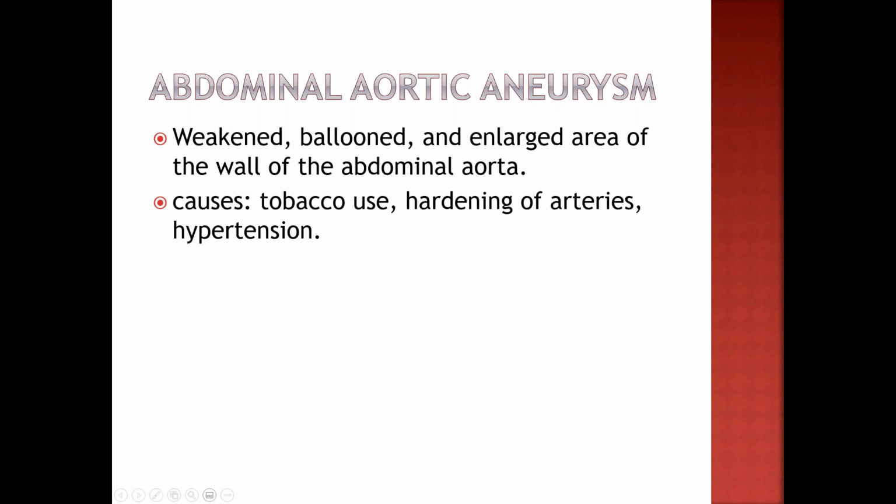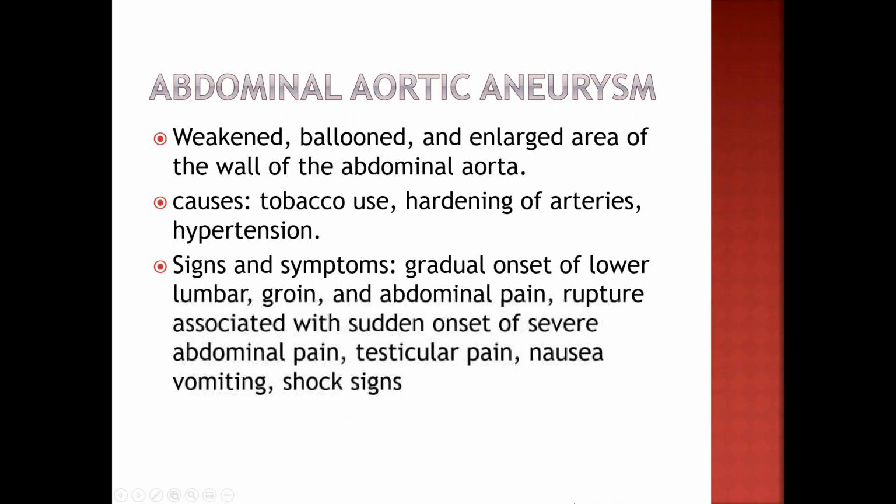So causes, we can see tobacco use, hardening of the arteries, hypertension. Some signs and symptoms that we're going to see: gradual onset of the lower lumbar, groin, and abdominal pain. Oftentimes this is going to be described as tearing pain. It can be in the back, can be in the testicular area, and then we see a heavy amount of signs and symptoms of shock. So they're going to be pale and cool and diaphoretic. Oftentimes they're going to have a low heart rate and a low pulse if they're starting to go into that decompensated shock phase.